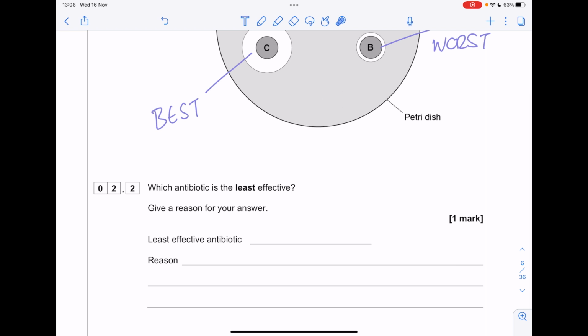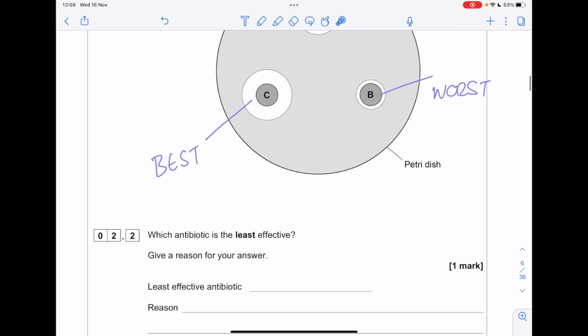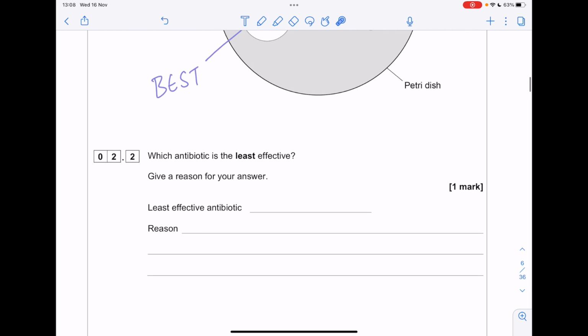Which antibiotic is the least effective? Give a reason for your answer. I've already labelled it. It's B. Why? The clearance zone around the antibiotic is the smallest.